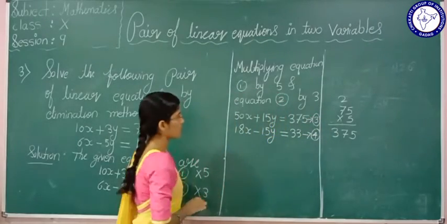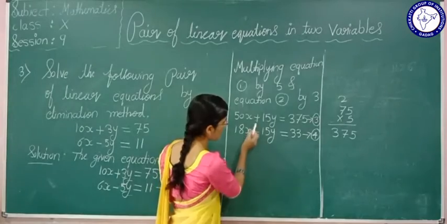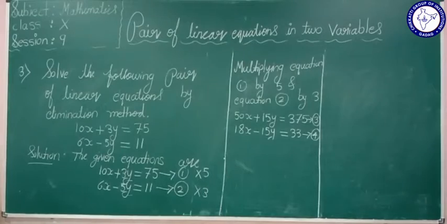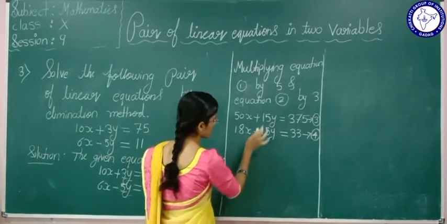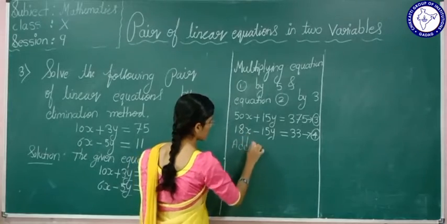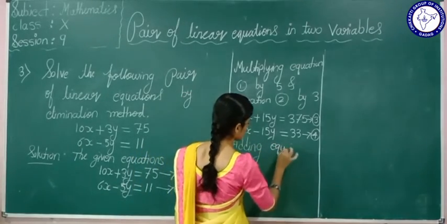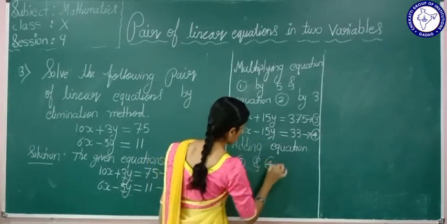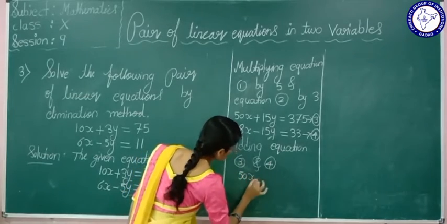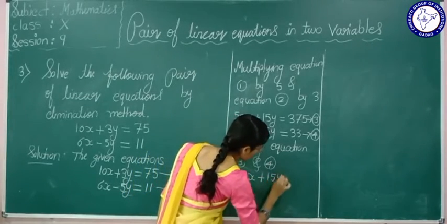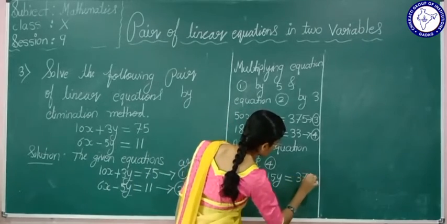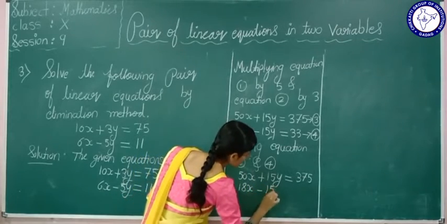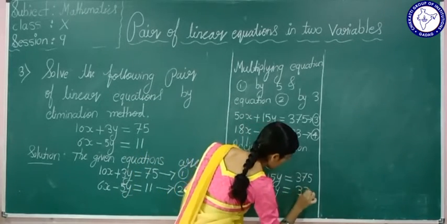Okay. Now see here, students. Here opposite signs are there. Means what we will do? Adding equation 3. Now see here, students. We will add equation 3 and 4. Okay. 50x plus 15y is equal to 375 plus 18x minus 15y is equal to 33.